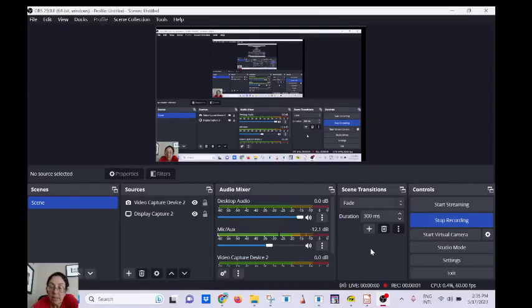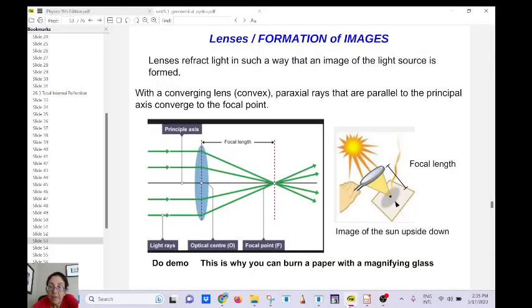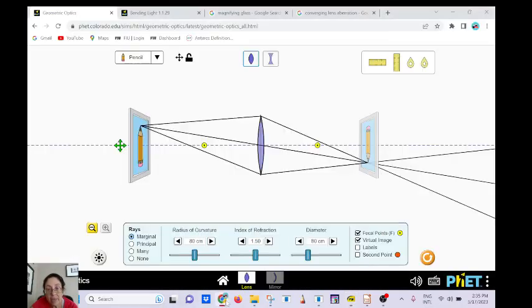Hi guys, so today we're going to cover the thin lenses. We're going to start with converging lenses and then we will talk about diverging lenses. I still have the app here, the simulation. I highly recommend that you play with it. It's a fantastic tool.